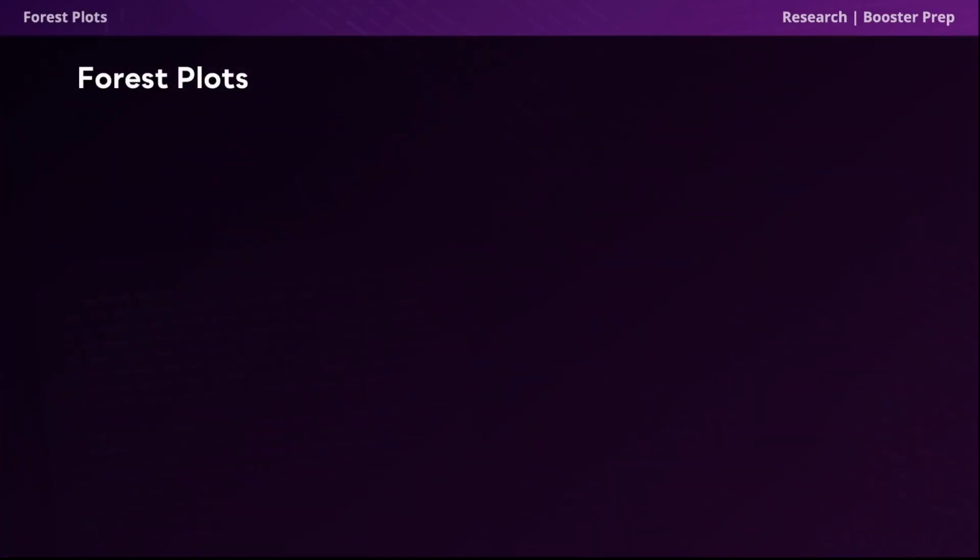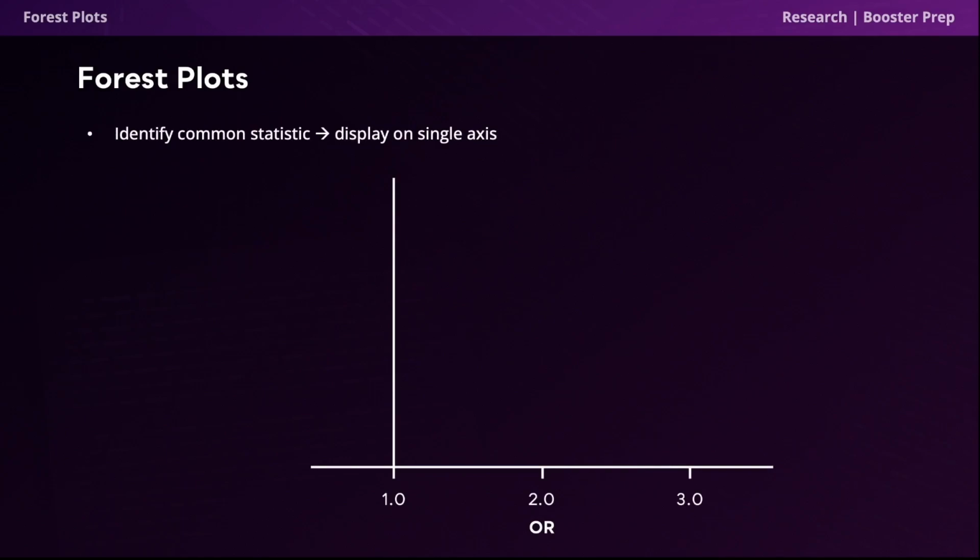Forest plots are graphical representations that are commonly used in meta-analyses and systematic reviews in order to easily display the results of multiple studies in one chart. The forest plot is used to identify a common statistic and display the results on a single axis. In order to understand the components of a forest plot, let's take a look at the example in this slide.